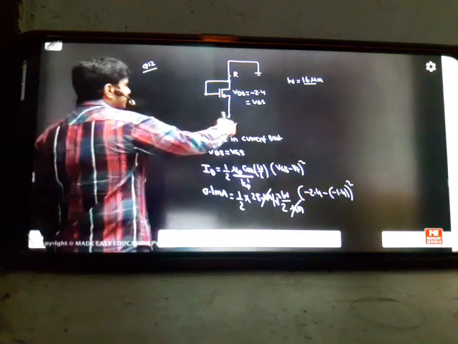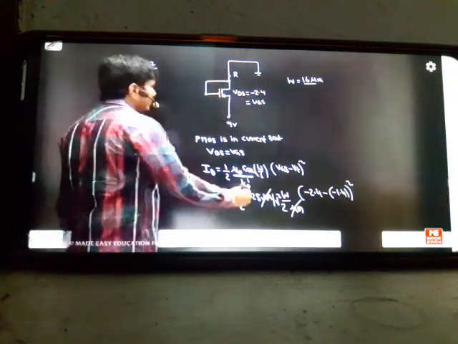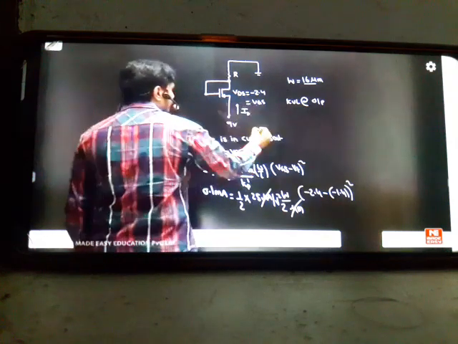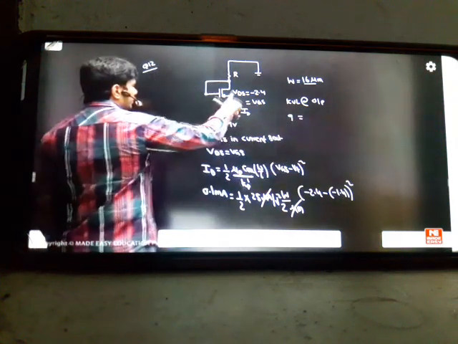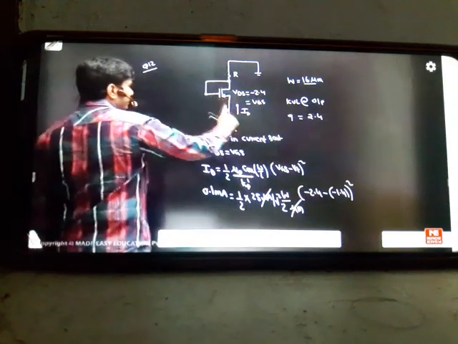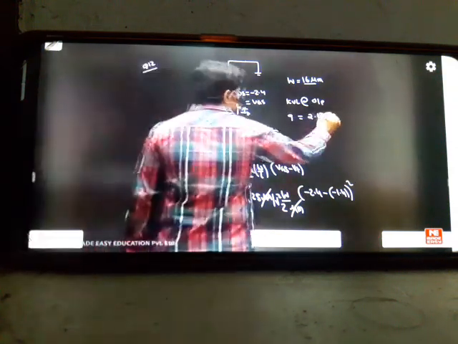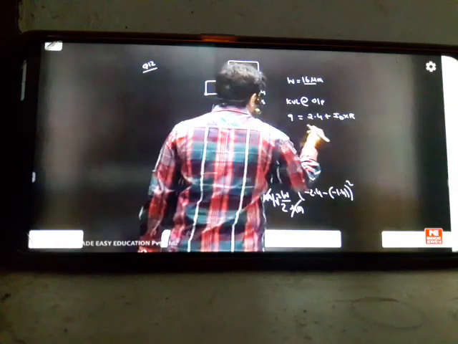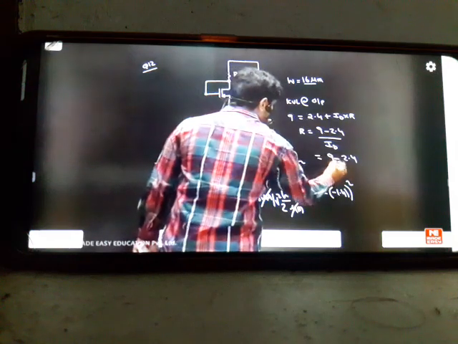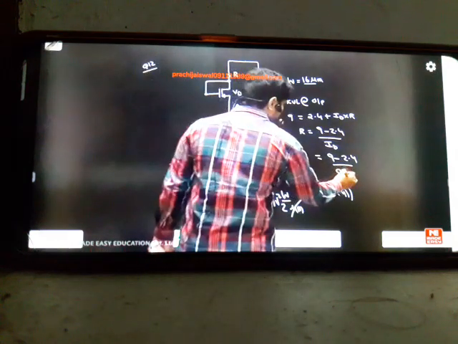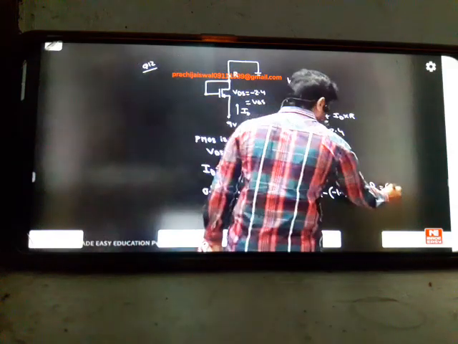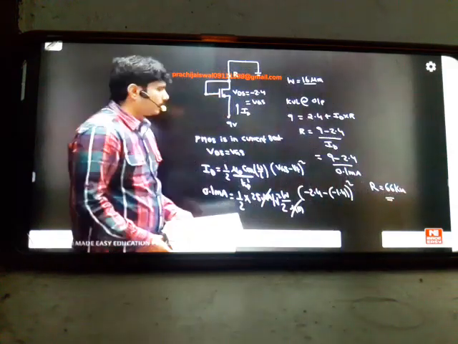After getting this answer, applying KVL at output will give you the R value. If you go in this direction, this is your ID current. 9 is equal to, this is VDS, but I want VSD. So you have to write 2.4, don't write minus 2.4, because it is VDS and we want VSD. So it is 2.4 plus ID into R. So R is equal to (9 minus 2.4) by ID, where ID is 0.1 milliampere. How much did you get? It comes to around 66 kilo ohms.